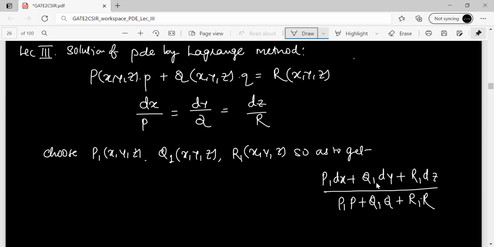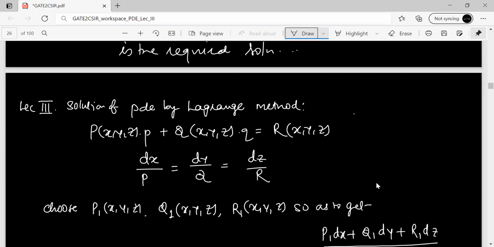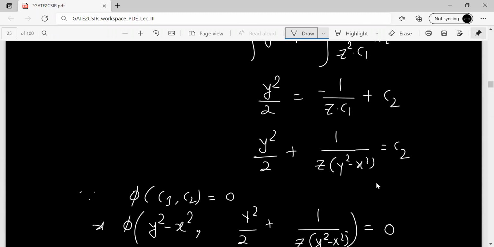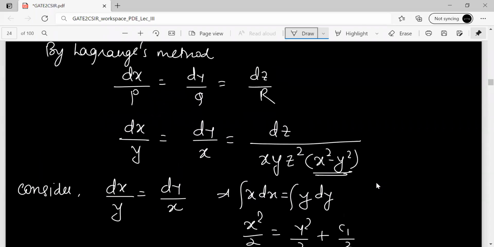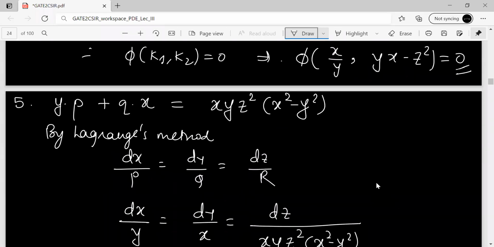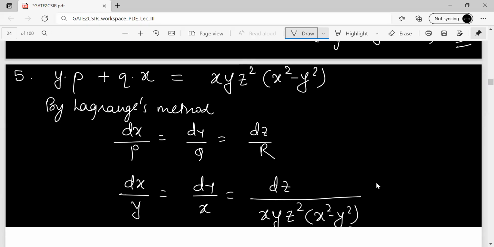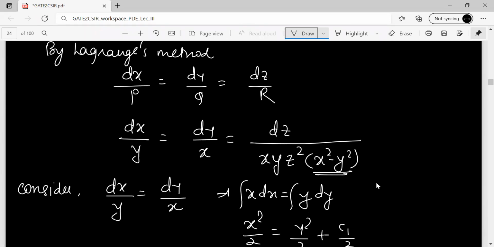In this session, we will see how to solve a PDE by the Lagrange method. Even in lecture 2, we have seen how to solve PDEs using the Lagrange method. I hope you have watched my previous video. There we were given a quasi-linear PDE, and considered the Lagrange method: dx over P equals dy over Q equals dz over R. By some little modification, we try to convert it into variable separable form.